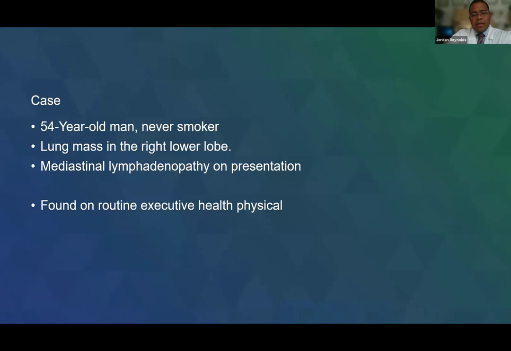So let's talk about another case. There's a 54-year-old man, and he's a never smoker, and he had a lung mass in the right lower lobe. He had mediastinal lymphadenopathy on presentation, and they found this on a routine executive health physical. I could tell you that he's a father of four, and he lives far away from a tertiary care center, but close enough that he can get there in one day.